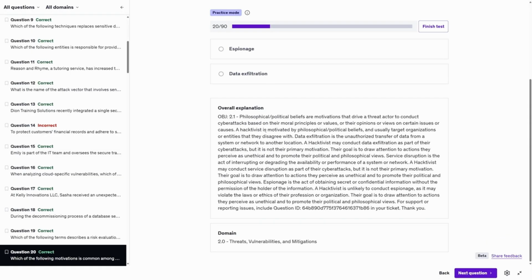So philosophical/political beliefs are motivations that drive a threat actor to conduct cyber attacks based on their moral principles or values, or their opinions or views on a certain issue or cause. A hacktivist is motivated by philosophical political beliefs and usually targets organizations or entities that they disagree with. I'll leave up this explanation for another few seconds.